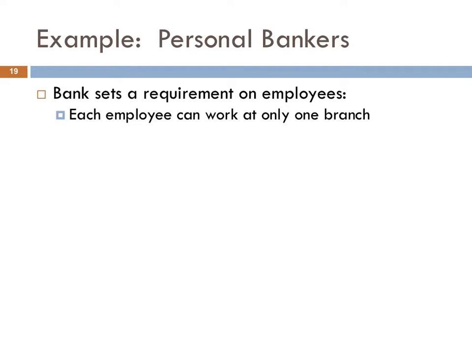Here's a bit of a concocted example, but it'll certainly illustrate the point. Each employee can work at only one branch. Okay, so we have a rule at our bank. You can only work at one particular branch. So we have this functional dependency: employee ID functionally determines branch name. If the two appear together, a certain value of employee ID always has to have the same value of branch name.